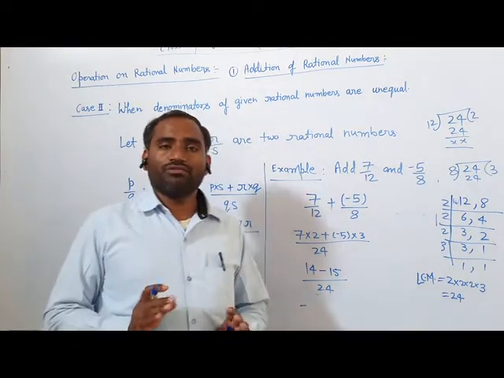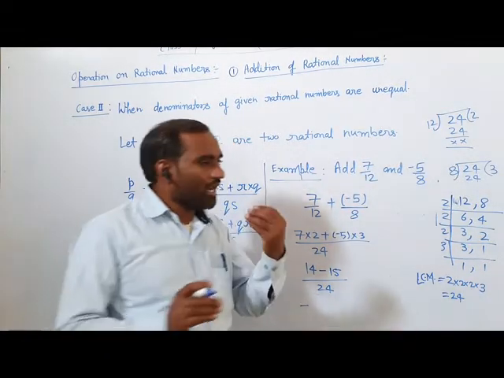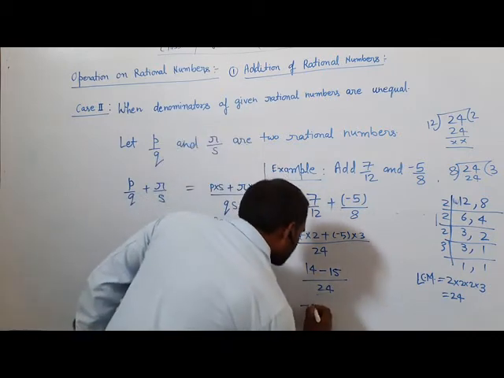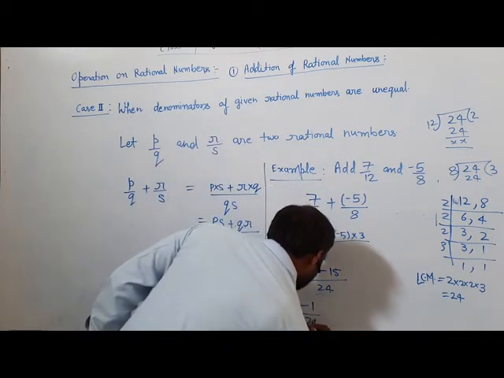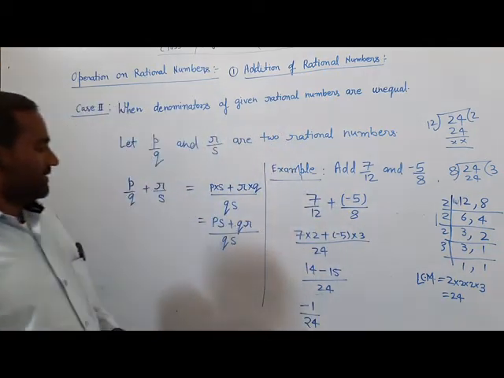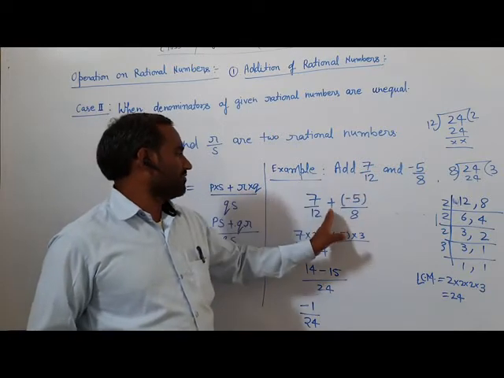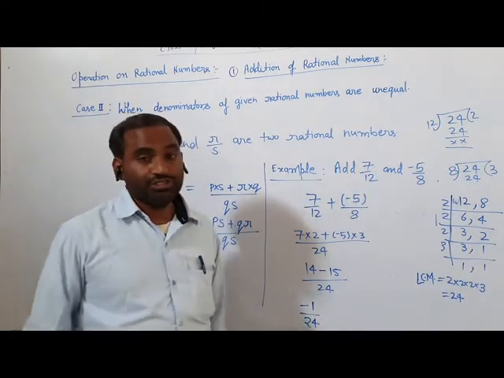Now subtract smaller number from greater. अब बड़ी संख्या में से छोटी संख्या को आउट कर देते हैं. तो 15 में से हमने 14 को आउट किया तो हमें आंसर क्या मिला? 1. So it is 1 by 24. So this is the answer of 7 by 12 plus minus 5 by 8, minus 1 by 24.